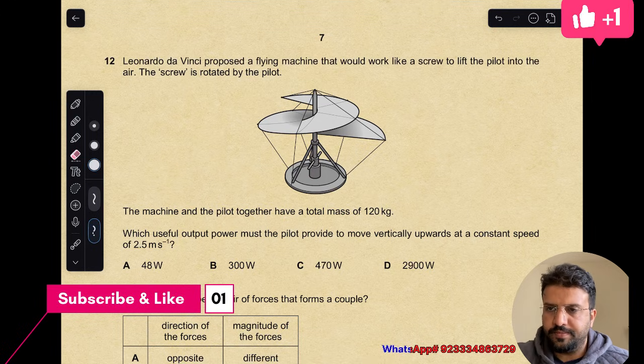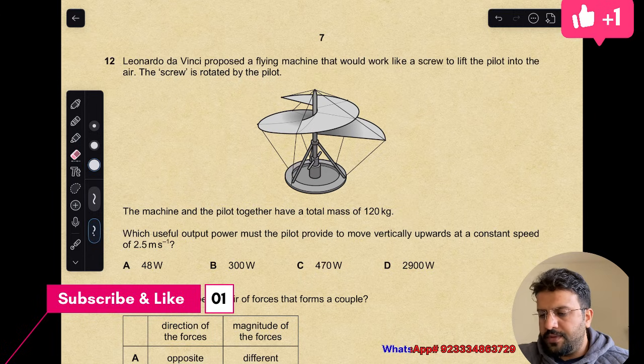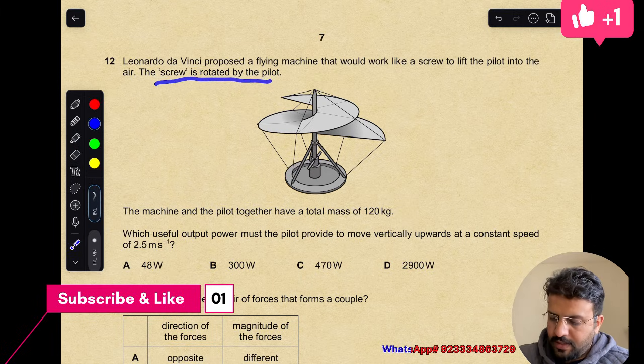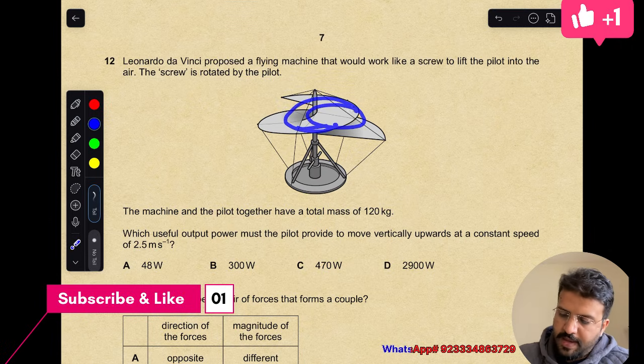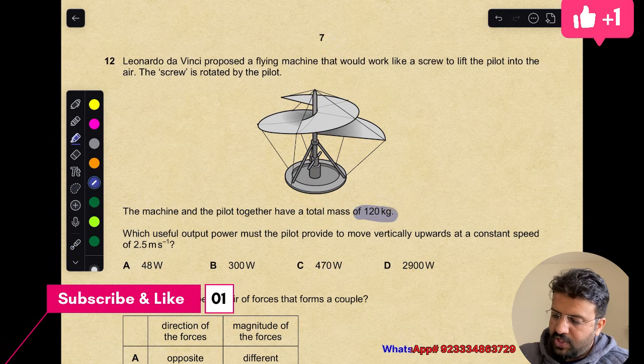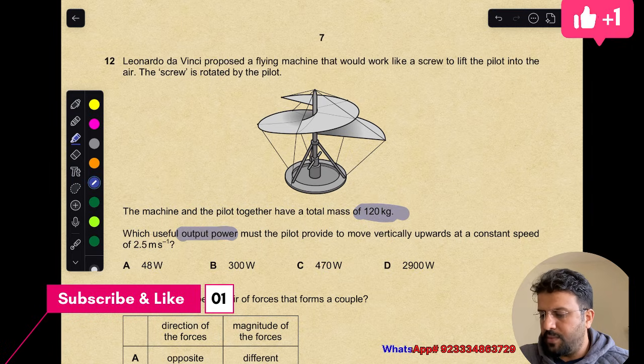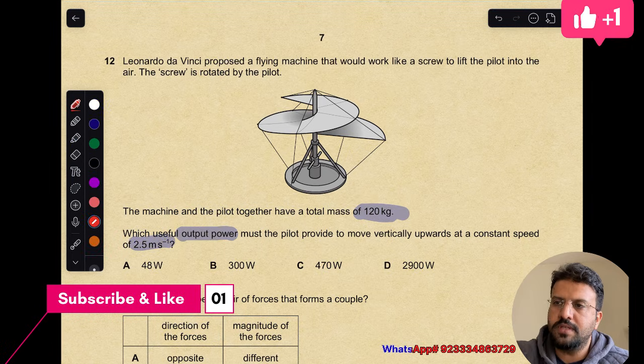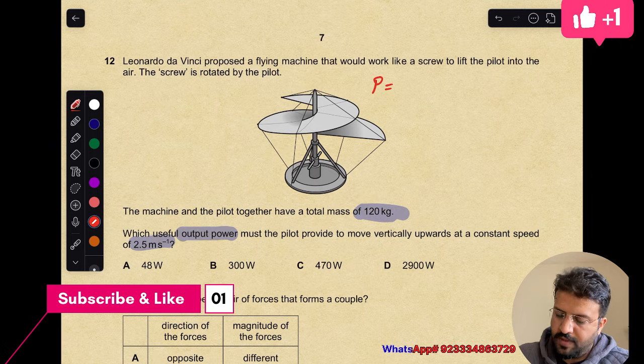In question 12, we have a flying machine that would work like a screw to lift the pilot into the air, and the screw is rotated by the pilot. So this is something that will rotate and act like a screw, and this thing is used to lift the pilot. The machine and the pilot together have a mass of 120. Which useful output power must the pilot provide to move vertically upward with a constant speed as given here, 2.5? Pretty easy question. P is equal to F times V. We know the force, how much force you have to apply.